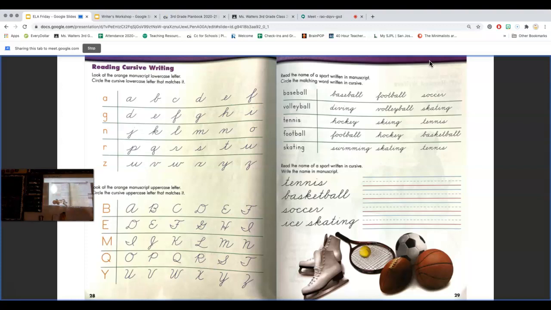Okay, and soccer. Go ahead and write the word soccer in your best manuscript writing. And ice skating. Go ahead and write ice skating in your best manuscript handwriting. Okay, that is it for handwriting for today. I'll dismiss you guys to put it away, and then I'll pass out papers so that we can get started with our spelling test.